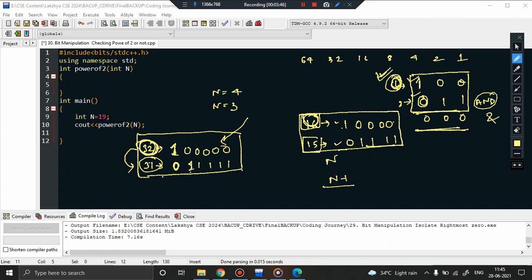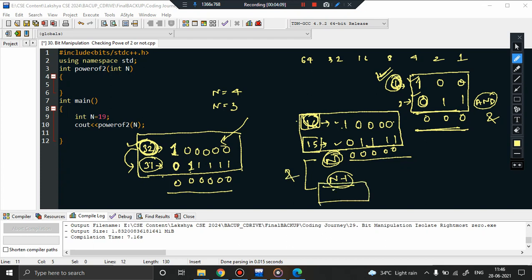Similarly, if you perform bitwise AND between these two numbers, you will again get all 0s, which concludes that n is a power of 2. Same for this case, all 0s, which concludes that this number n is a power of 2. So how do we check it? Take the number n, take the number n minus 1, perform bitwise AND between them, and if the value turns out to be 0, then it is a power of 2. So that is what we are going to code here.